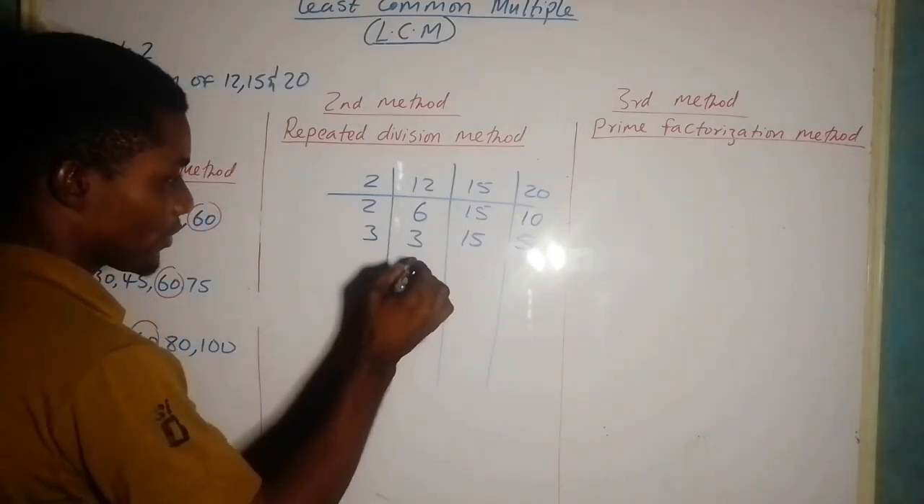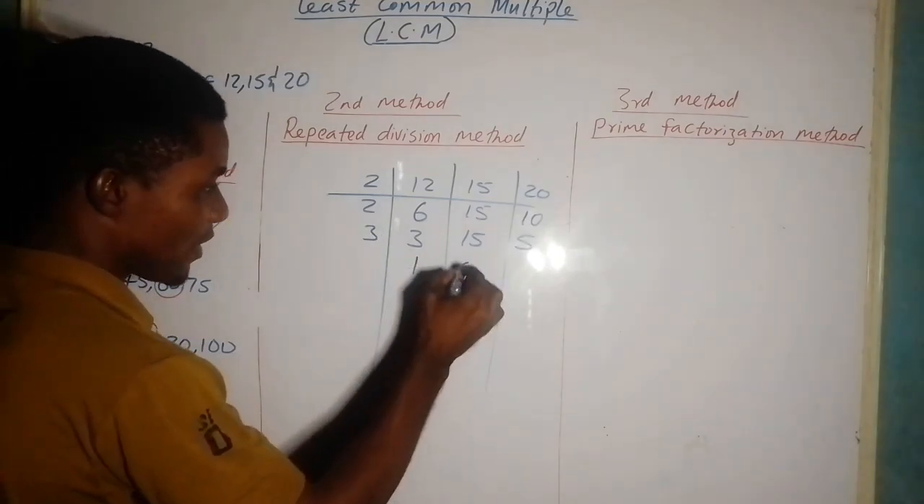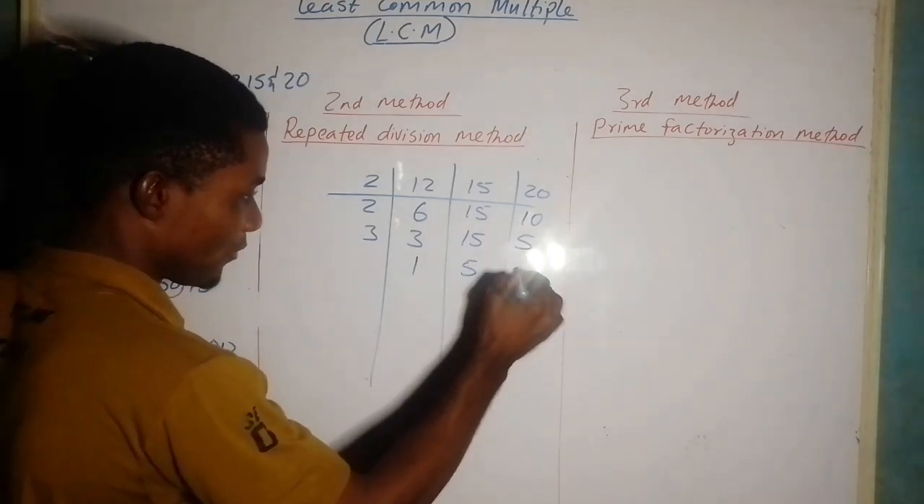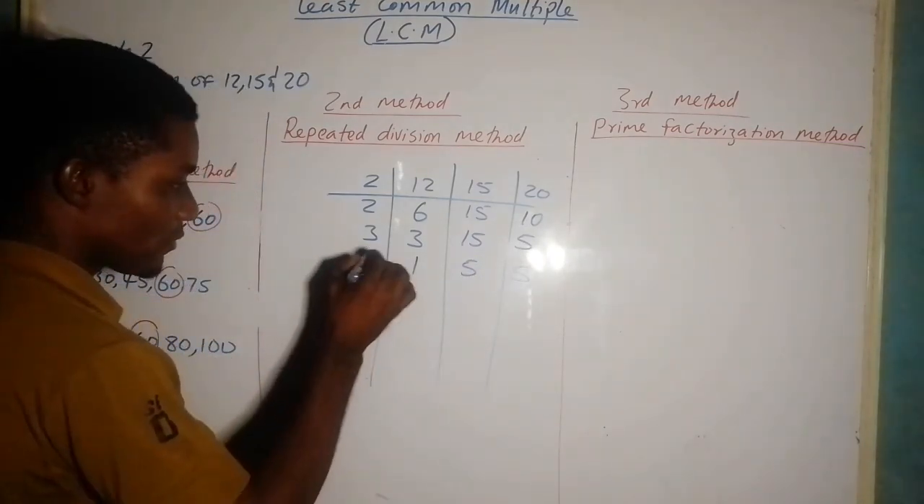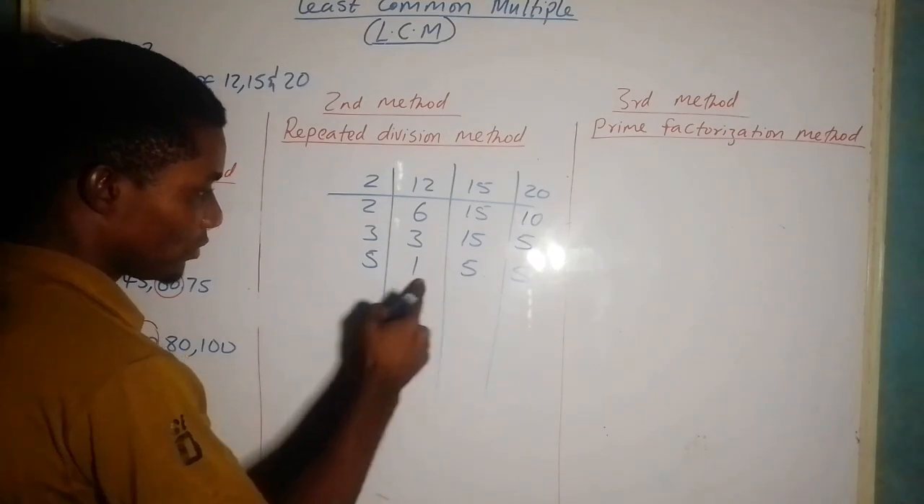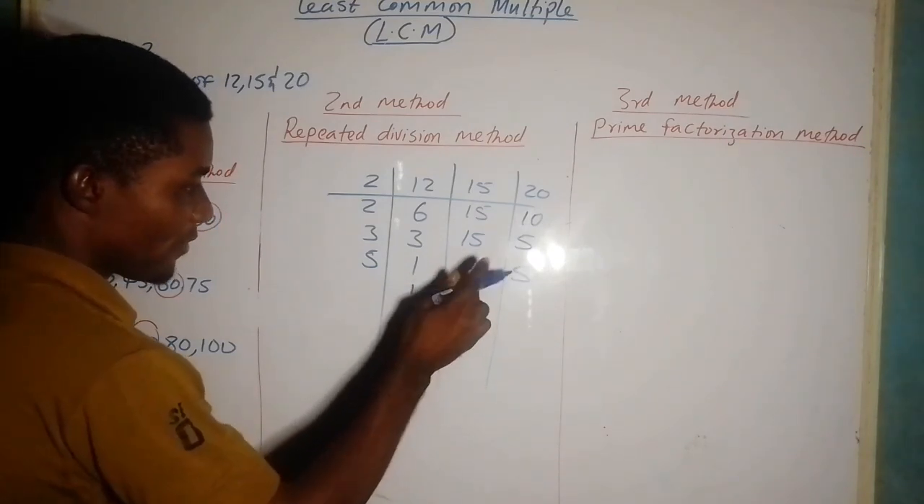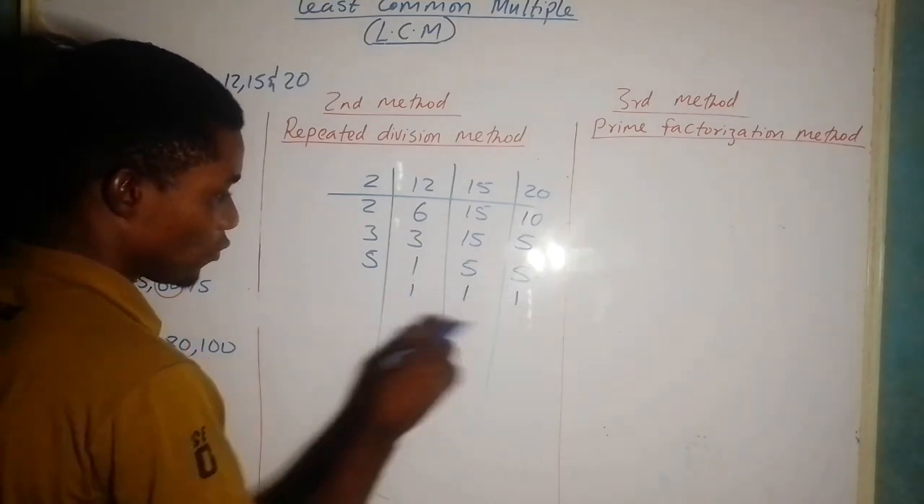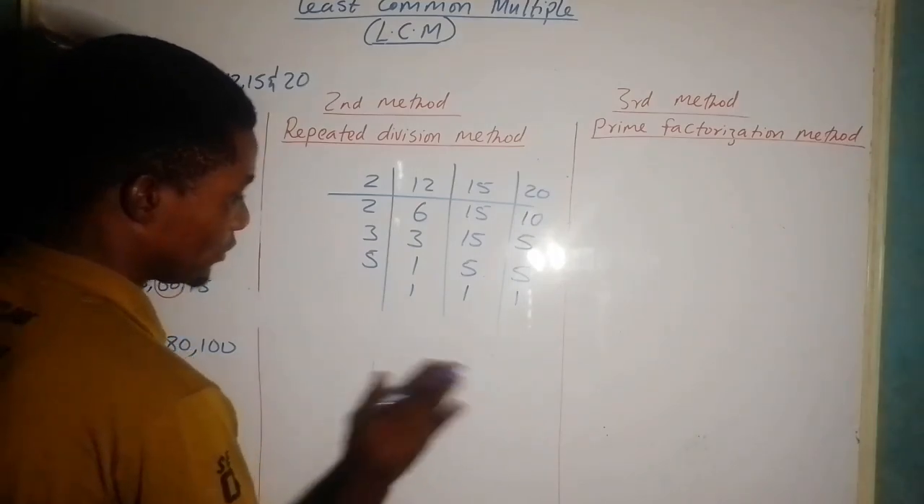So 3 here. 3 in 3 is 1. 3 in 15 is 5. 3 cannot go in 5, you write out your 5. Let's use 5. 5 here, we still have our 1 here. 5 in 5 is 1. 5 in 5 is 1. So we have 1, 1, 1.